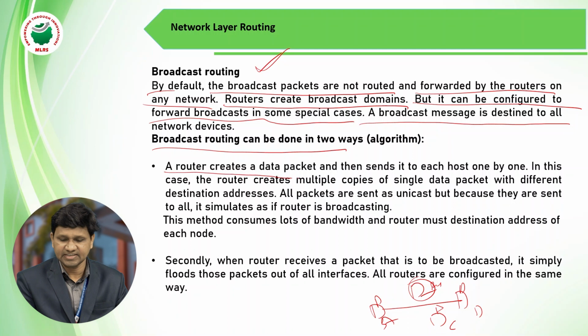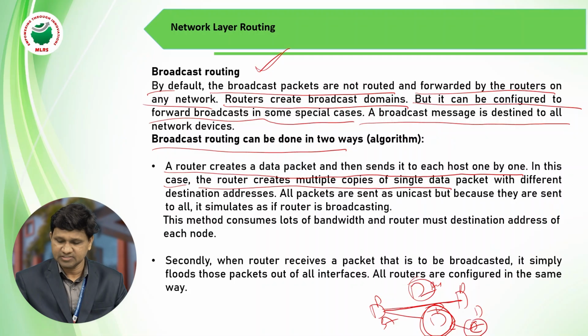Now broadcast routing can be done in two ways. First, a router creates a data packet and then sends it to each host one by one. In this case, the router creates multiple copies of a single data packet. Suppose for sending data from source to destination, if we have another device in between, a copy is maintained at each and every device. Suppose I have another device called E. If we reach the data to E also, E itself maintains one copy.